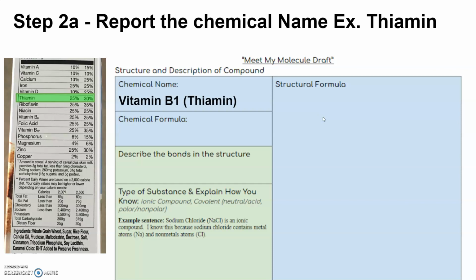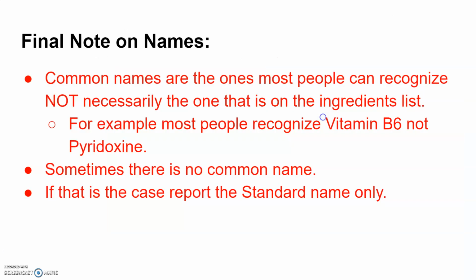So for thiamine, I would report vitamin B1 and thiamine. That's how I report in my document. Okay, so just some final notes. Common names are the ones most people can recognize, and it's not necessarily the one on the ingredients list. And sometimes there is no common name, so sometimes it's just a standard name. If that's the case, just report the standard name only.